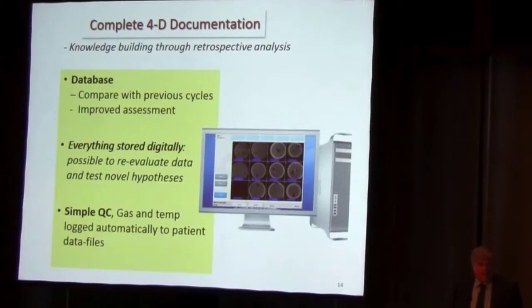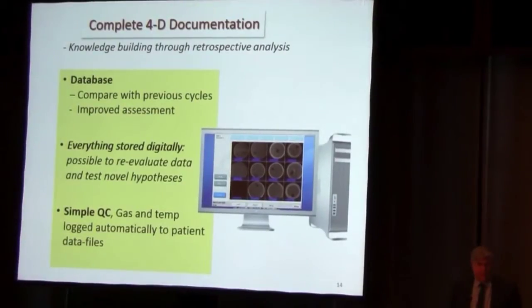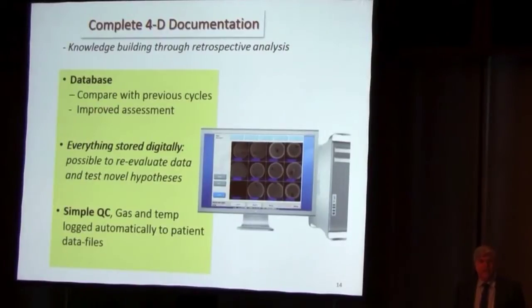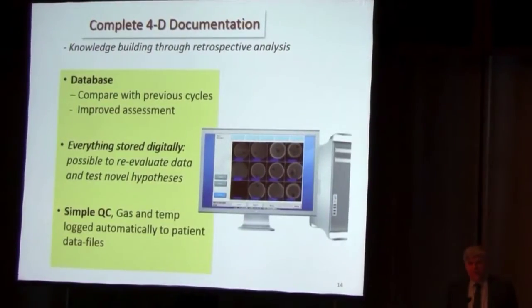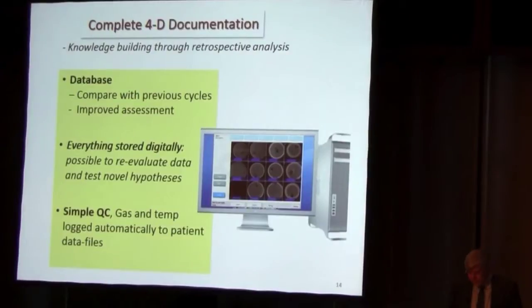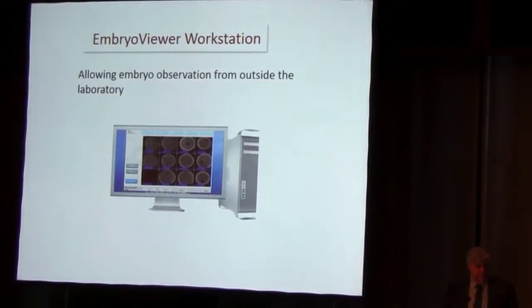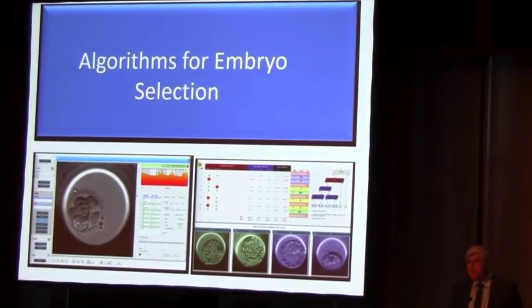Most important is compiling data. This is an electronic device, and we compare previous cycles to improve the assessment of the embryo. We can re-evaluate data to test novel hypotheses, and we have simple quality control on gas, temperature, and everything we would like to have within the laboratory. It also allows embryo observation from outside the laboratory, which today is very simple through the internet. Based on all the above, several algorithms for embryo selection were developed.